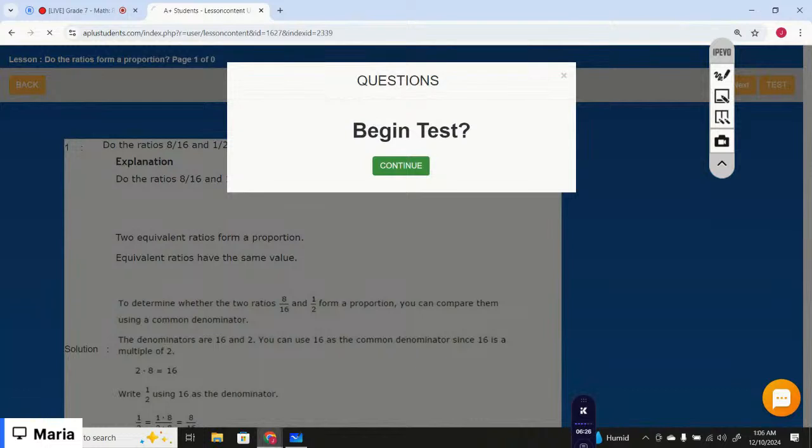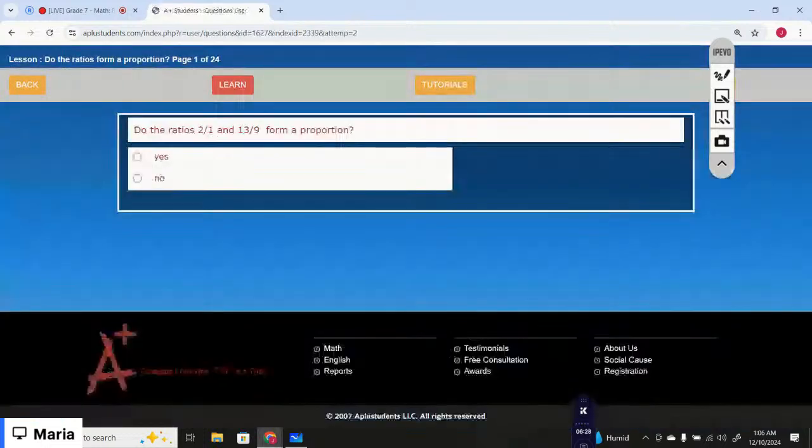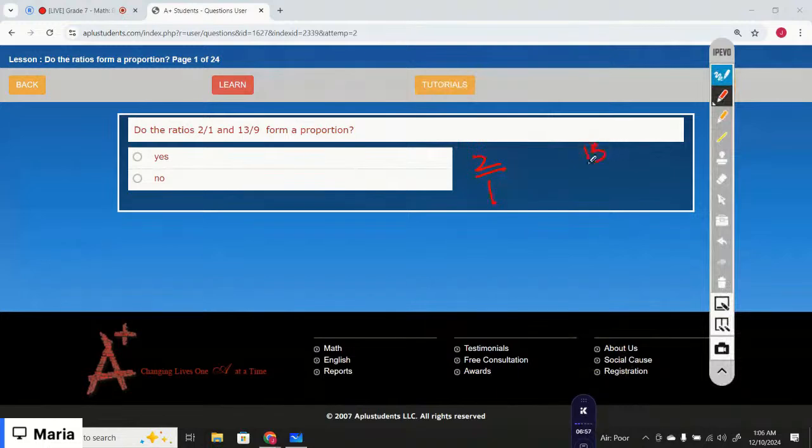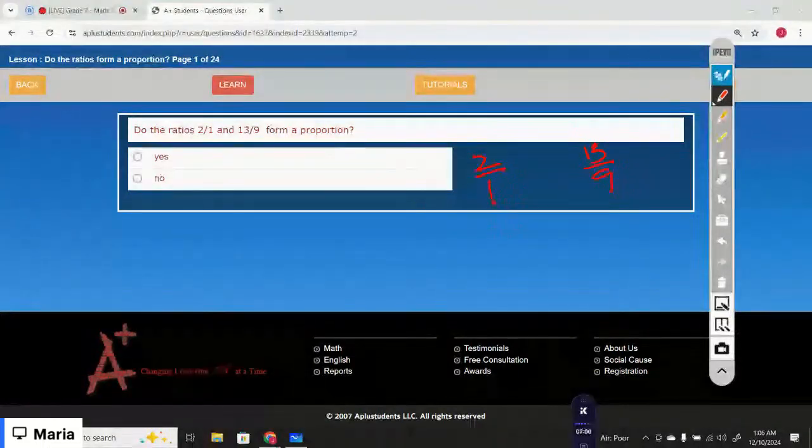Let's just start with the test questions. Do the ratios 2 by 1 and 13 by 9 form a proportion? So that is 2 by 1 and 13 by 9. Let's make their denominators the same, right? The common denominator is 9.